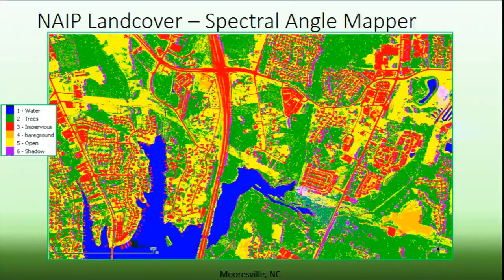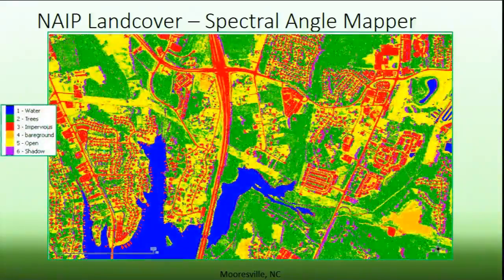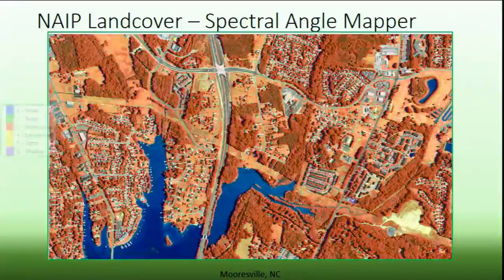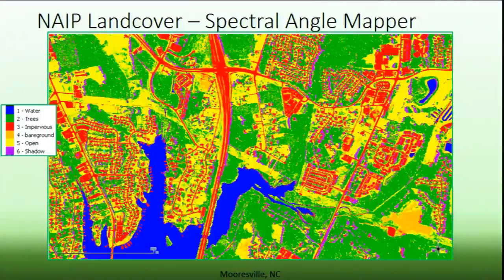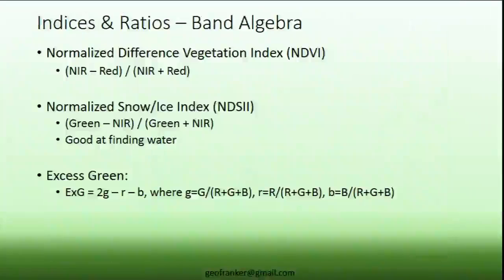So there you can see the blue represents water, green trees, the red is impervious surfaces, orange is bare ground or areas that have been excavated, or maybe there's no grass and so forth. Open is everything that's not vegetation or impervious surfaces. So that can be mainly grass, herbaceous fields, and then there are shadows. A lot of shadows along the road corridors and such.